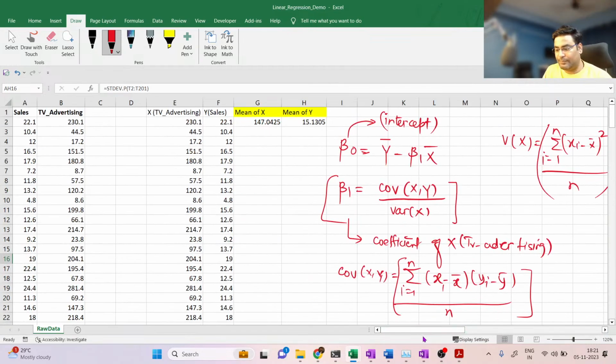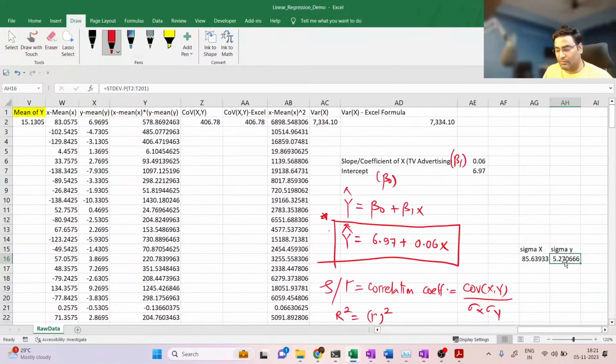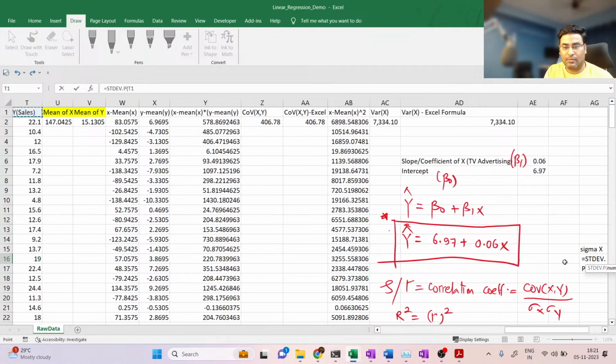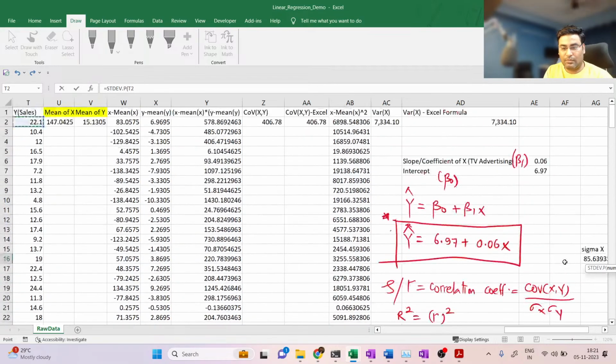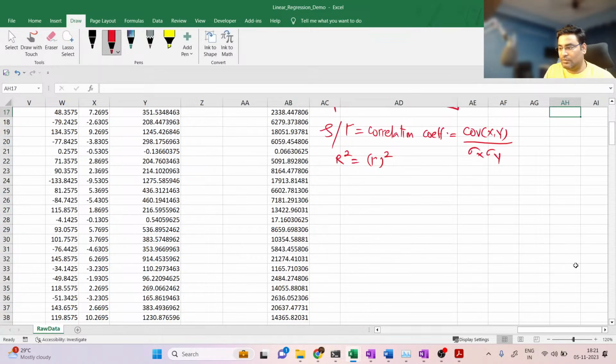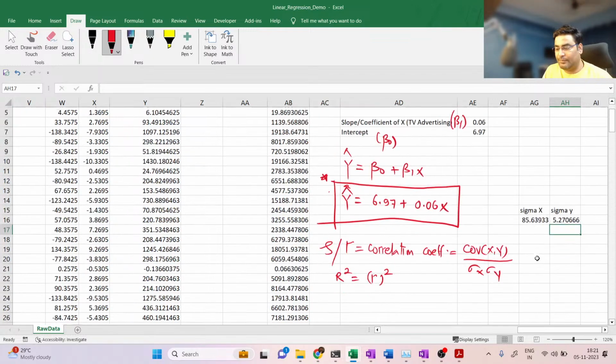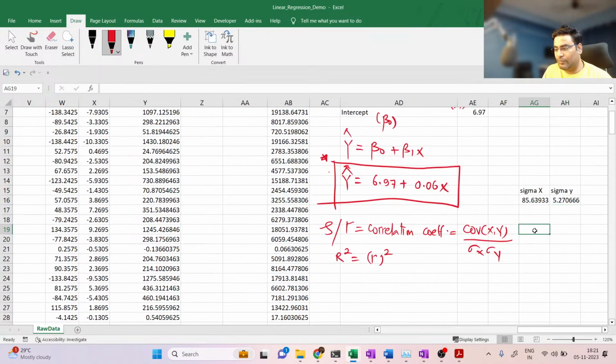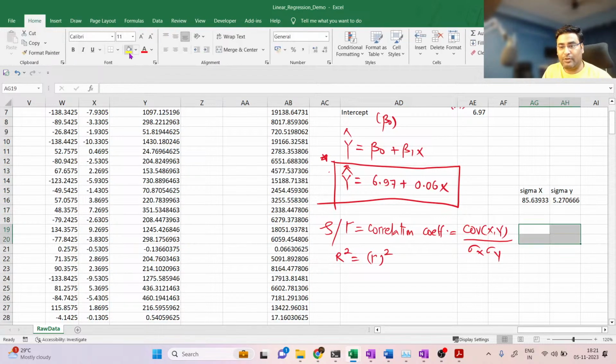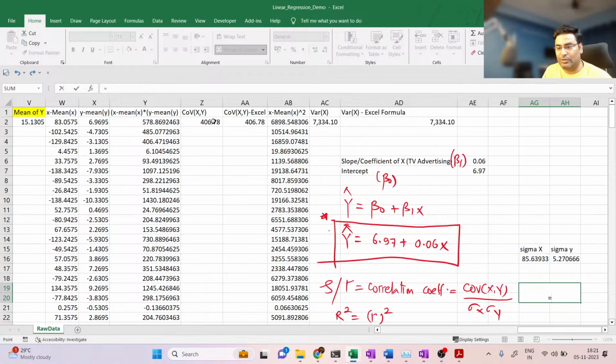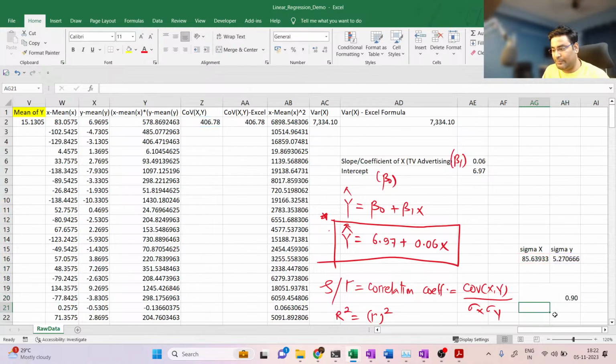Have patience, guys. Yeah. So this is sigma y, right? So now what is this value? Okay. So write the equation covariance of xy, which is this, divided by sigma x into sigma y, close the bracket. So 90% is the correlation.